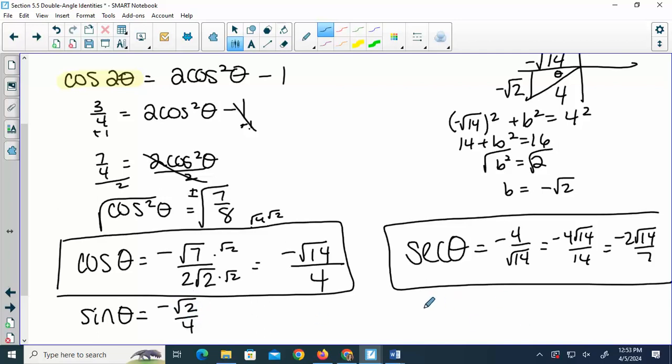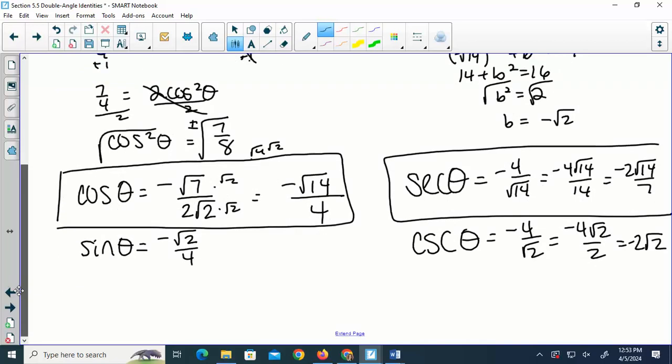And if you know sine, then you know cosecant. Negative 4 over radical 2, or negative 4 radical 2 over 2, which is negative 2 radical 2. And we could also get tangent.